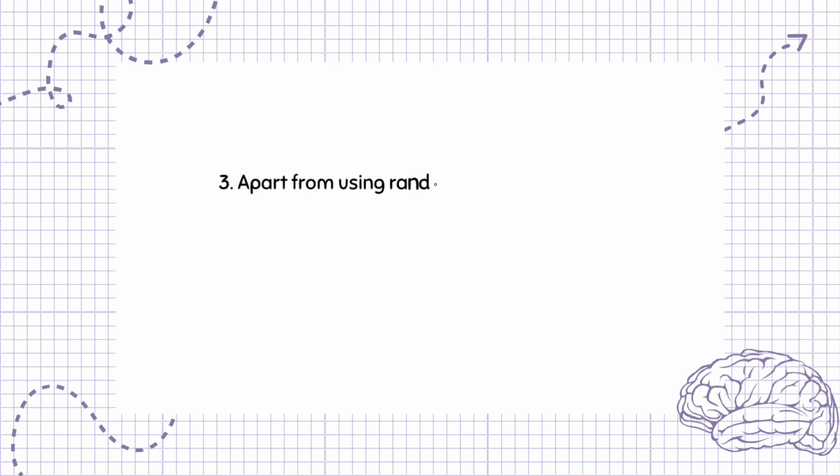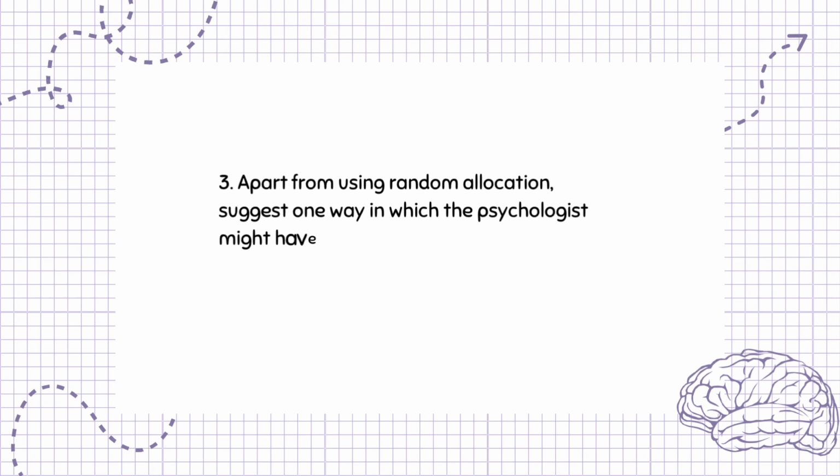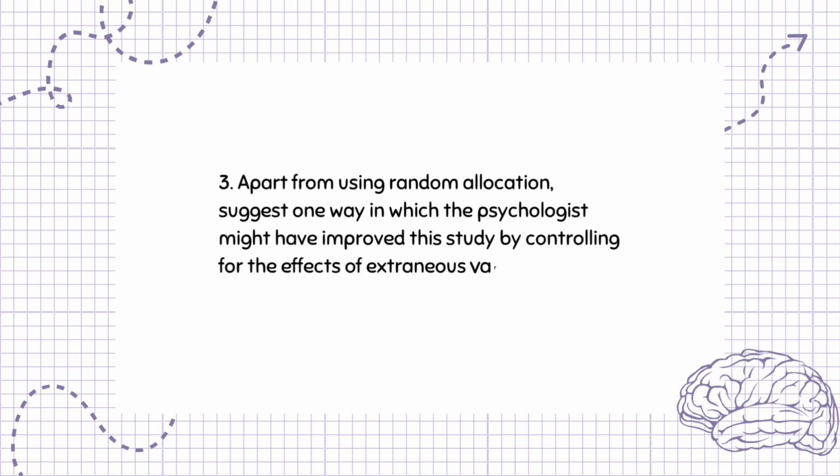Question 3. Apart from using random allocation, suggest one way in which the psychologist might have improved this study by controlling for the effects of extraneous variables. Justify your answer. 2 marks.